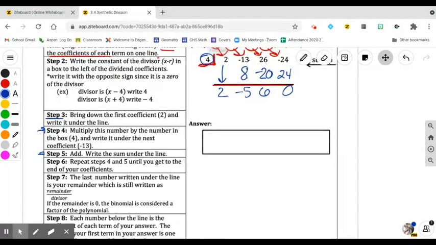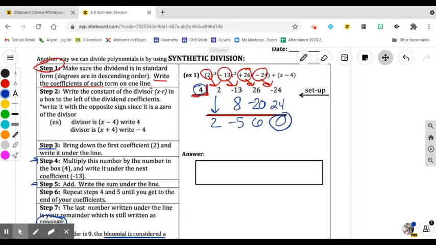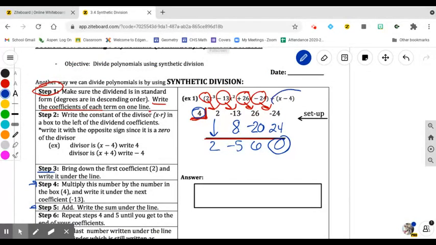If you take a look at step 7, it says the last number written under the line is your remainder, which is written the same way as we normally do, remainder over divisor. See how our remainder was 0? It says if the remainder is 0, the binomial is considered a factor of the polynomial, which will make more sense once we get further in this unit. Basically, x minus 4 divides evenly into this when it has a remainder of 0. That means there's a zero, an x-intercept at positive 4, which again, we'll get into later. So this is the remainder, which this one doesn't have.